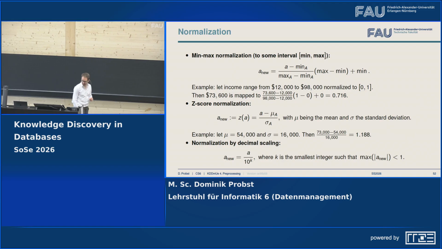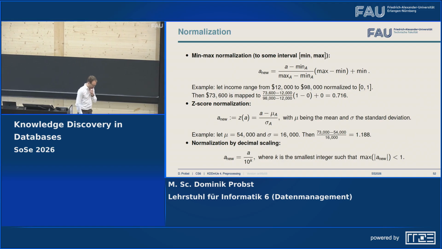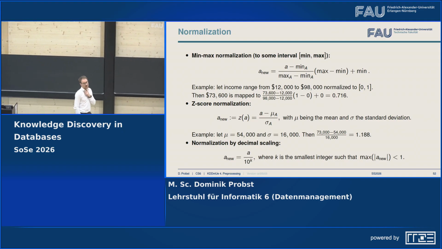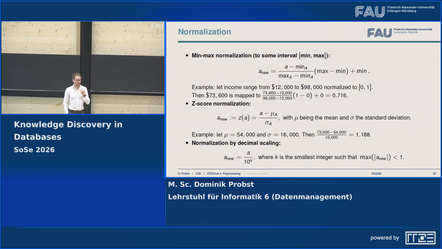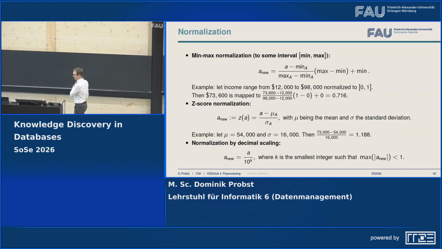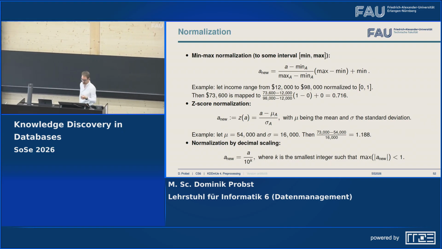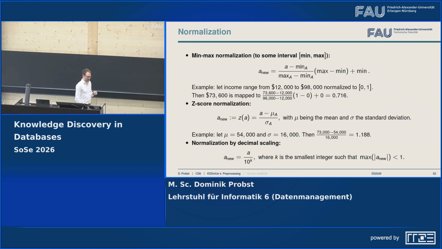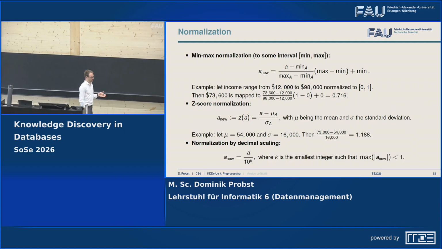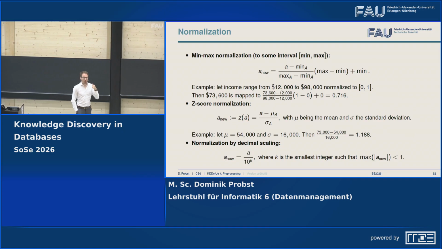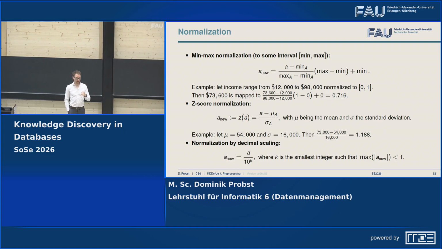Normalization by decimal scaling is a technique where you also try to put values into a certain interval range, -1 to 1, that's given. And you try to find any k which puts all the values into this interval range.